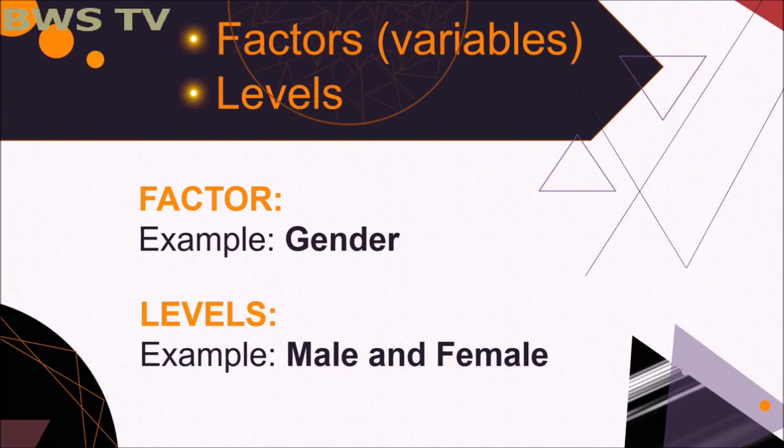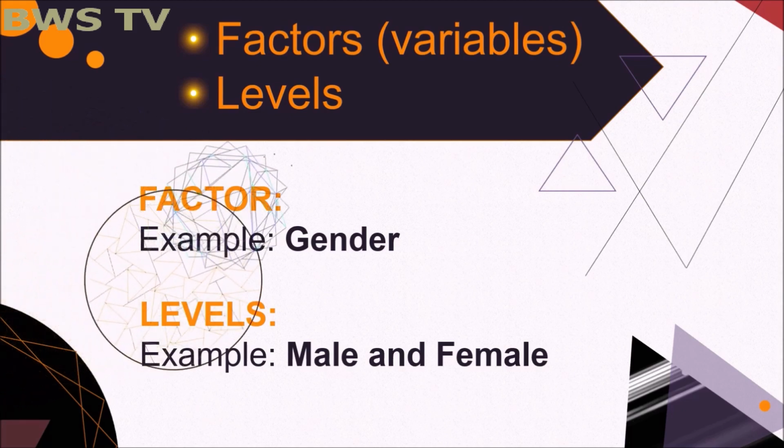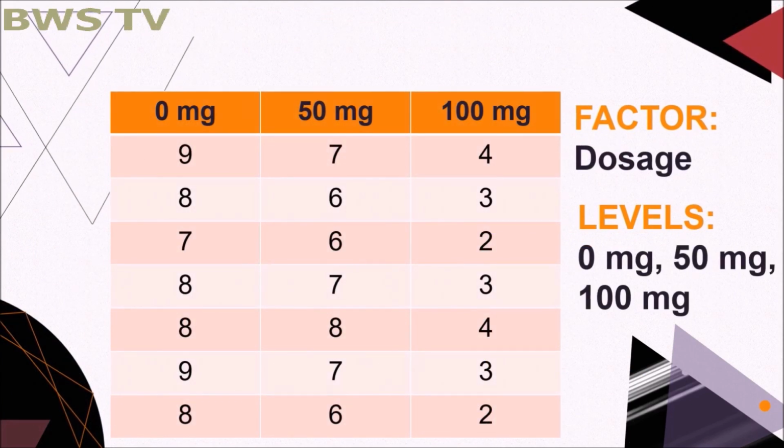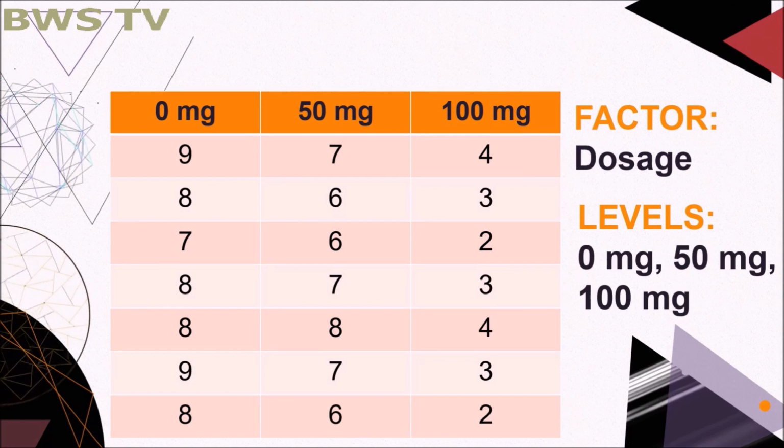Now in ANOVA, you have factors and you have levels. Factors are just your variables. Like in one case, gender can be a factor. And the levels are the levels of those variables. Like gender could have 2 levels, male or female. So here's an example with 3 groups: 0 milligrams, 50 milligrams, and 100 milligrams. Those are different dosages. So in this case, your factor is dosage, and your dosage factor has 3 levels: 0, 50, and 100 milligrams.